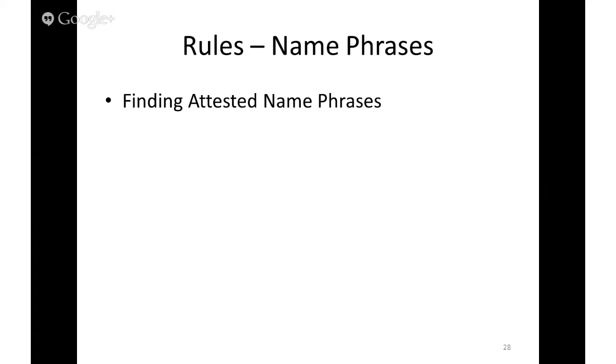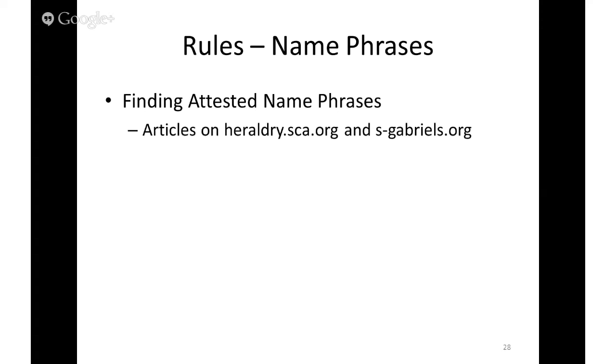So, where do we find attested name phrases? One of the best places is articles. heraldry.sc.org and the Academy of St. Gabriel's has hundreds of articles and names. Pretty much anything from those sources is good for documentation. It's free, it's online, it's the easiest thing in the world to do.